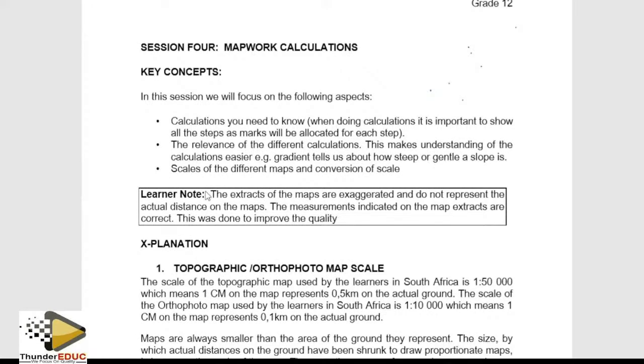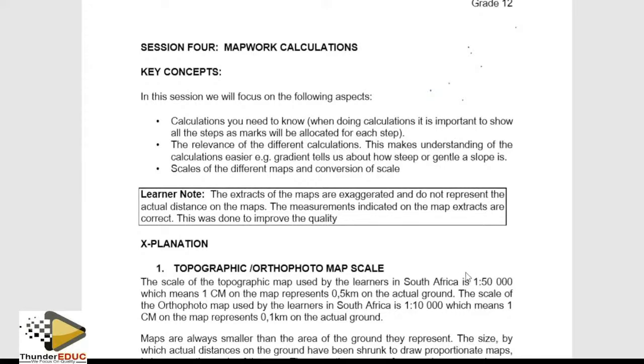Now, scales of different maps and the conversion. I think this is what I've just talked about in the previous bullet. I said that you must know the different maps, and each map has its own scale. Take an example, you're dealing with the topographic map. What is the scale? The scale is 1 to 50,000. And if it's 1 to 50,000, you must understand that if I'm changing from centimeters to kilometers, I use 0.5.